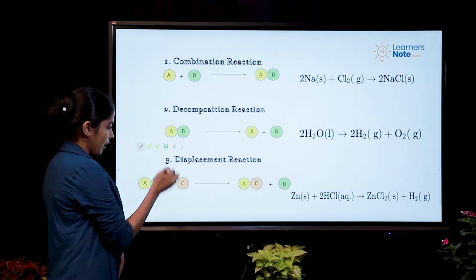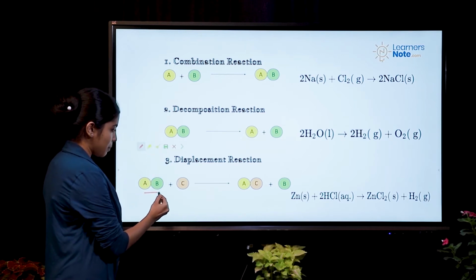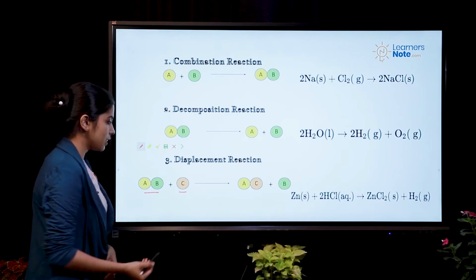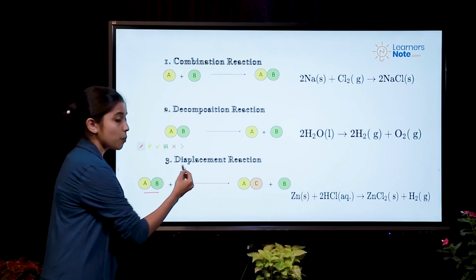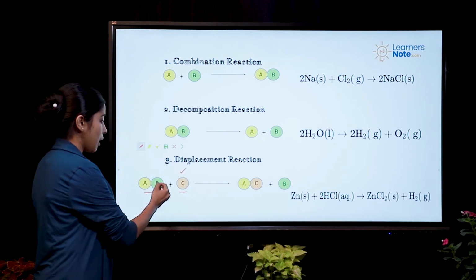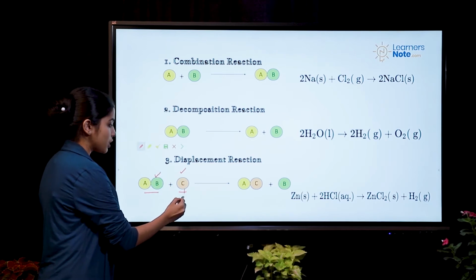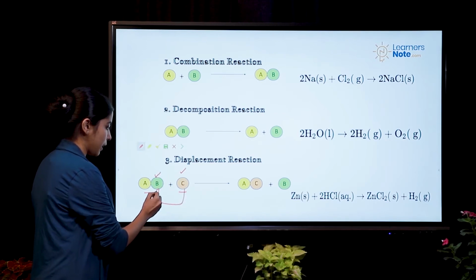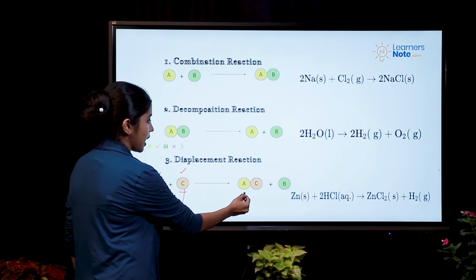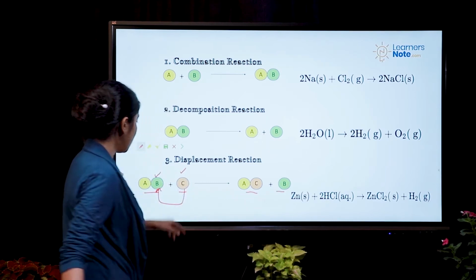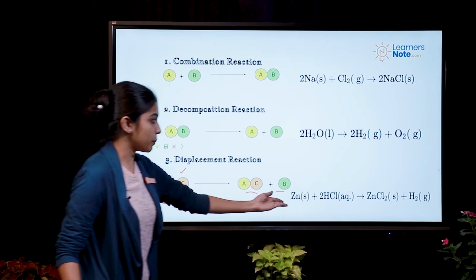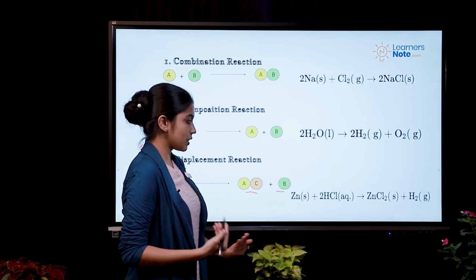Okay, so you can see that your reactants are AB and the other reactant is C. Here C is more reactive compared to B. So what happens? Your C is displacing B, so you get the product as AC plus B. So you can see an example which will make you understand better.